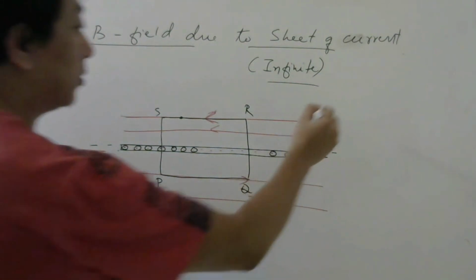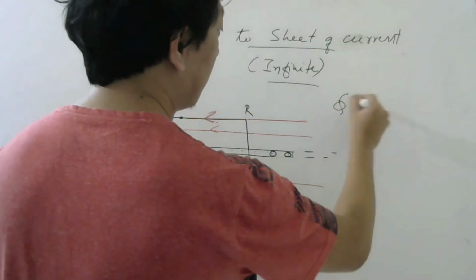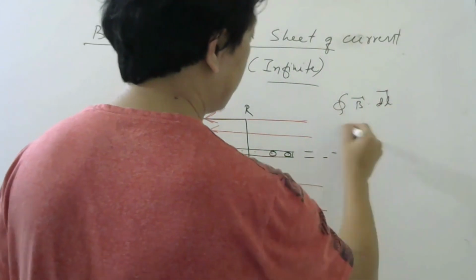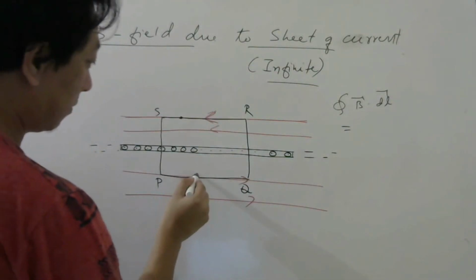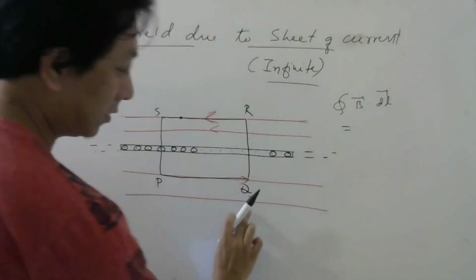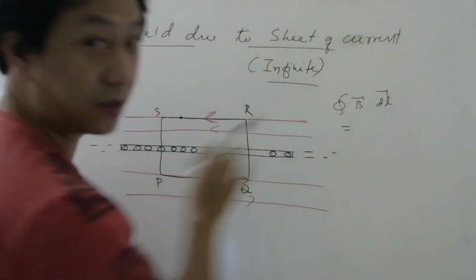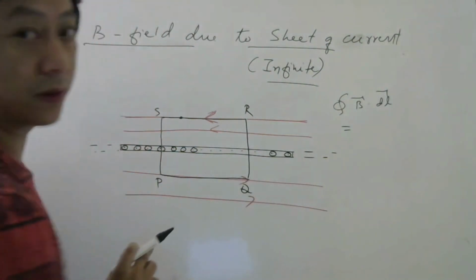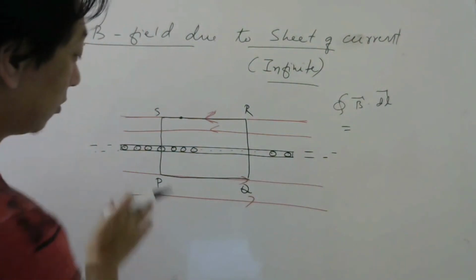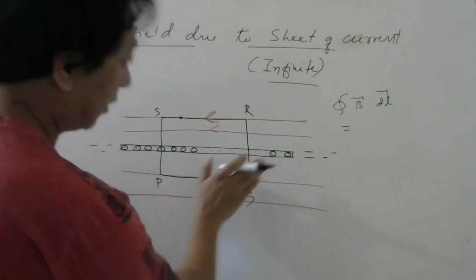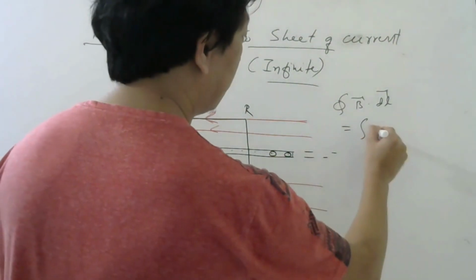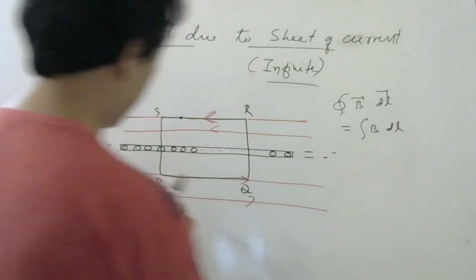So I need to do the integral of B dot dl along this closed loop. When I move from here, the magnetic field is this way. This is the red color. dl bar in Ampere circuital law is always along the loop. So dl bar is also here, and the magnetic field is also here. So it will give me B dl from P to Q.